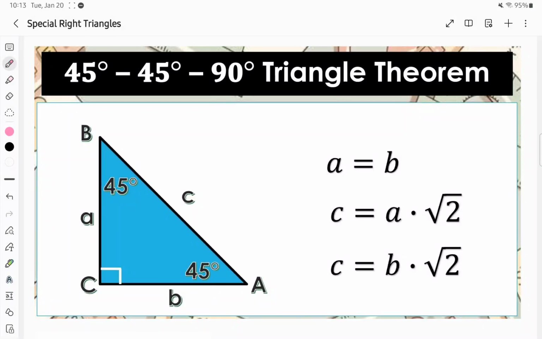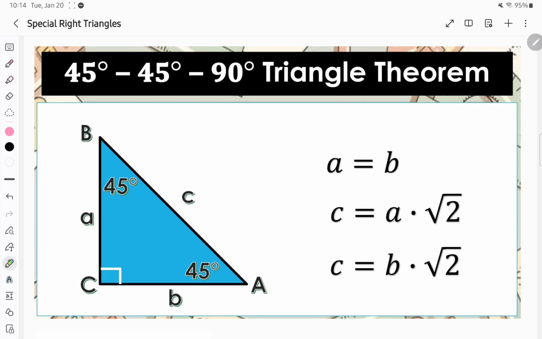So, today we'll be talking naman about a 45-45-90 triangle theorem or yung tinatawag natin ding isosceles right triangle. Balikan lang natin na kaya ang tawag natin dito ay isosceles right triangle kasi yung kanilang base angles ay congruent at yung kanilang legs ay congruent. So, yung value ng A and B ay equal, gaya ng indicated dito.